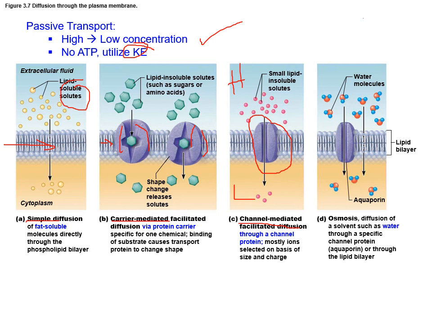The fourth option, you might notice water molecules. So we have water, and the water is moving from high to low. So that would be an example of passive transport as well, but it would also be a better example of osmosis, the movement of water from high to low.